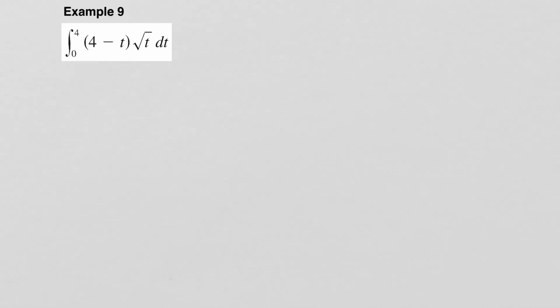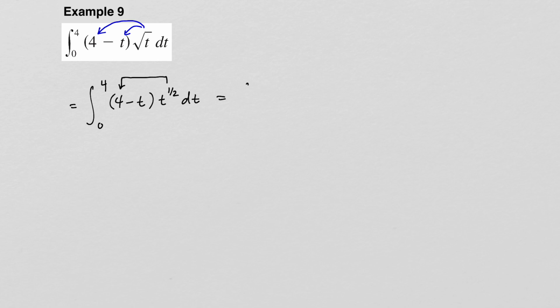Next example is very similar. We have the integral from 0 to 4, 4 minus t times the square root of t. So again, I cannot use the power rule for these because it's multiplied by something else. So the first thing I need to do is multiply this through. Now to do that, let's rewrite this as the integral from 0 to 4, 4 minus t, and then the square root of t, I'm going to write as t to the 1/2. And then I'm going to multiply here.